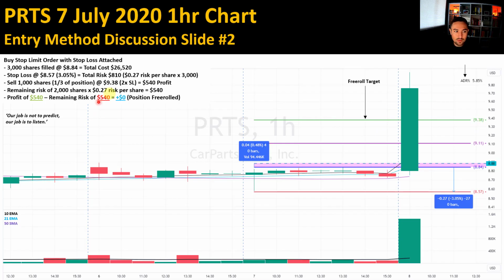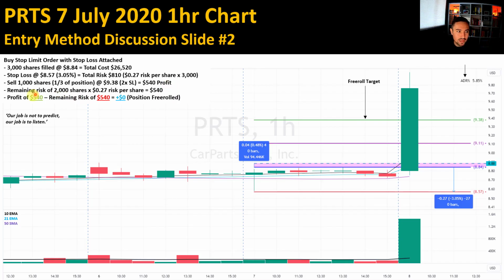Now, why would I do that? Well, it's 2 times the current stop loss. We won't get into adjusting the stop loss up, which then brings down the free rolling targets. You can see that in other videos. So that's then going to equal $540 worth of profit if we were able to sell 1,000 shares at this level. So we've now locked in $540 worth of profit.